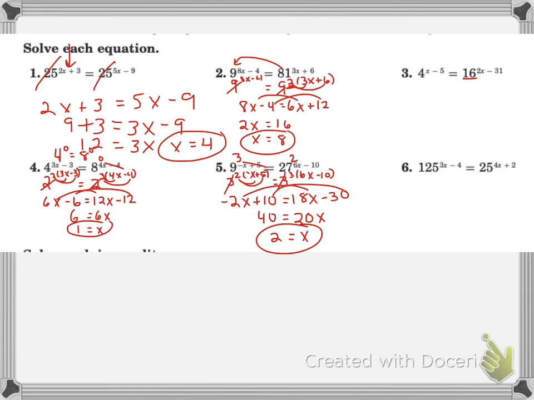27 to the 2nd power, 729, and 9 to the 3rd power, 729. So very good, okay? So be sure to check those answers as you work and let me know if you have any questions on that.